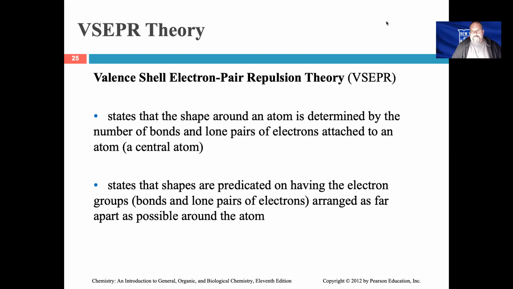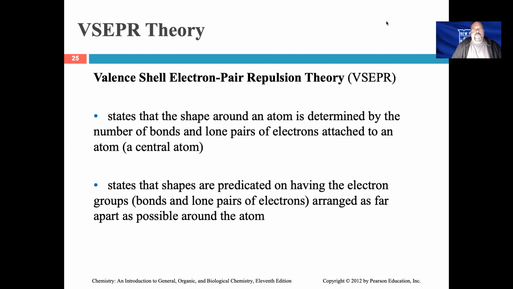Essentially, shape is predicted by using what is known as VSEPR theory. VSEPR stands for valence shell electron pair repulsion, which they are nice enough to abbreviate as VSEPR. So we often call it VSEPR theory. Essentially, the trademark of VSEPR theory is that it states that the shape around an atom is determined by the number of bonds and lone pairs of electrons attached to that atom.